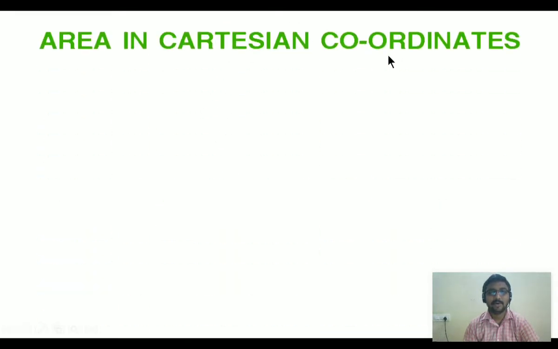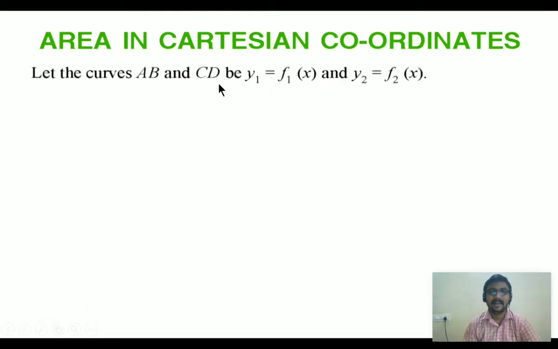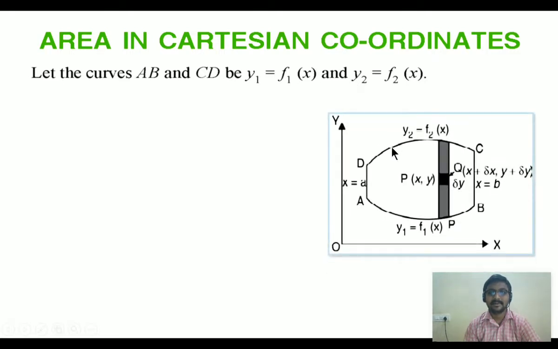Area in Cartesian coordinates. Let the curves AB and CD be y1 equals f1 of x and y2 equals f2 of x. So this is the rough sketch of the region. AB is the curve y1 equals f1 of x. Another curve CD is y2 equals f2 of x. The region is bounded by the two curves and the two lines x equals a and x equals b, which are parallel to the y-axis. So this is the closed region, and here we have to find the area.